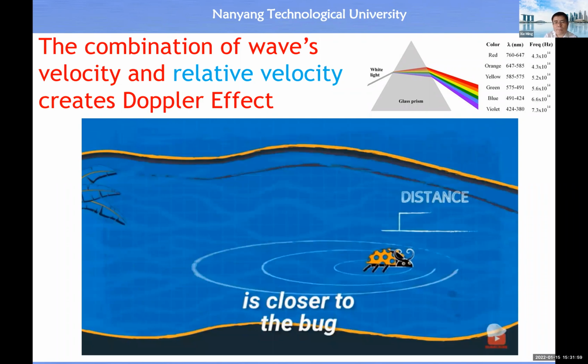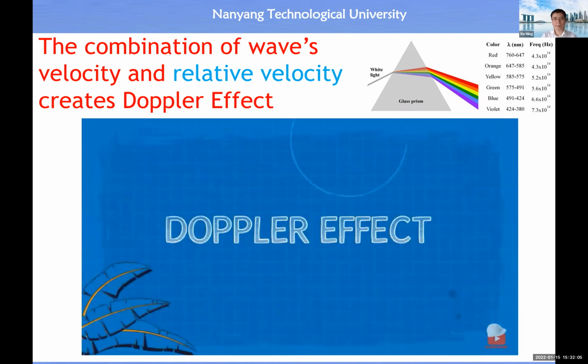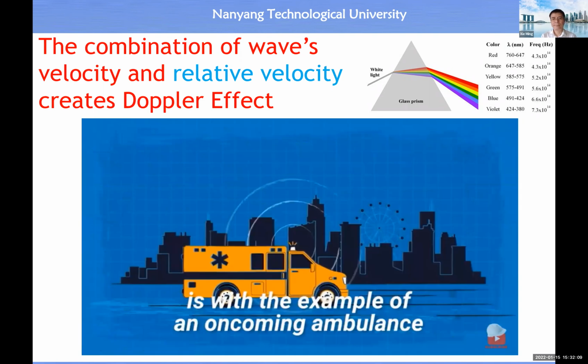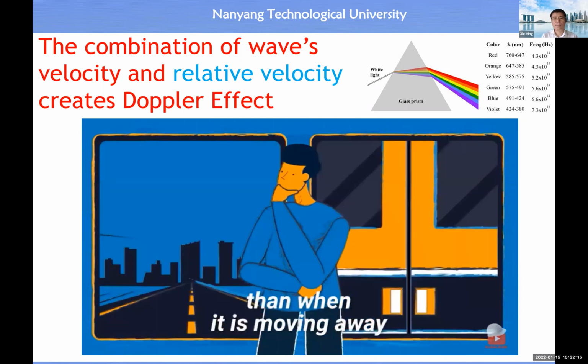Another way to explain it is with the example of an oncoming ambulance. When an ambulance approaches you, its siren has a higher pitch as it is approaching than when it is moving away. This is also because of the Doppler effect. It might seem simple and self-evident, but it is an important concept.